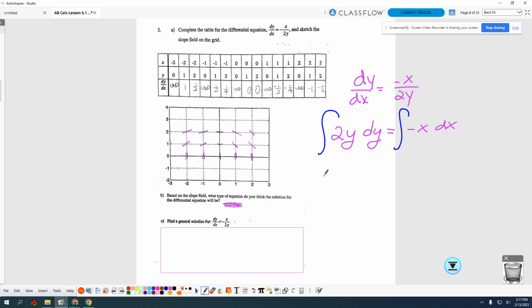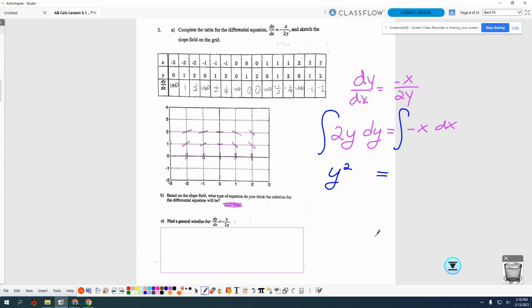So Maya, can you integrate this 2y dy? Raise the power, divide by the new power. Raise the power to 2, divide by 2. So is that it? The 2y, and then it simplifies. So I don't have to write the 2 over the 2? So that's good? Yeah. Sydney, what about the other side? Negative x dx.